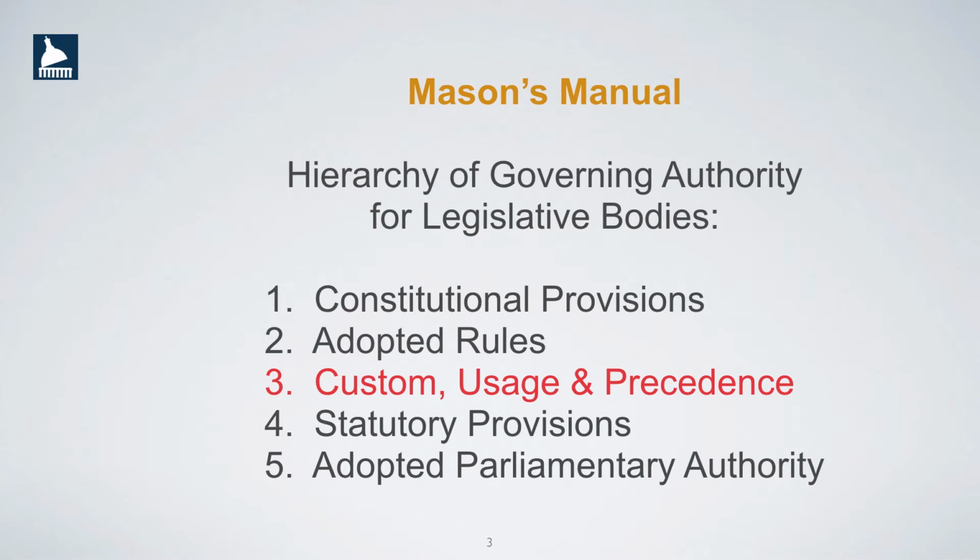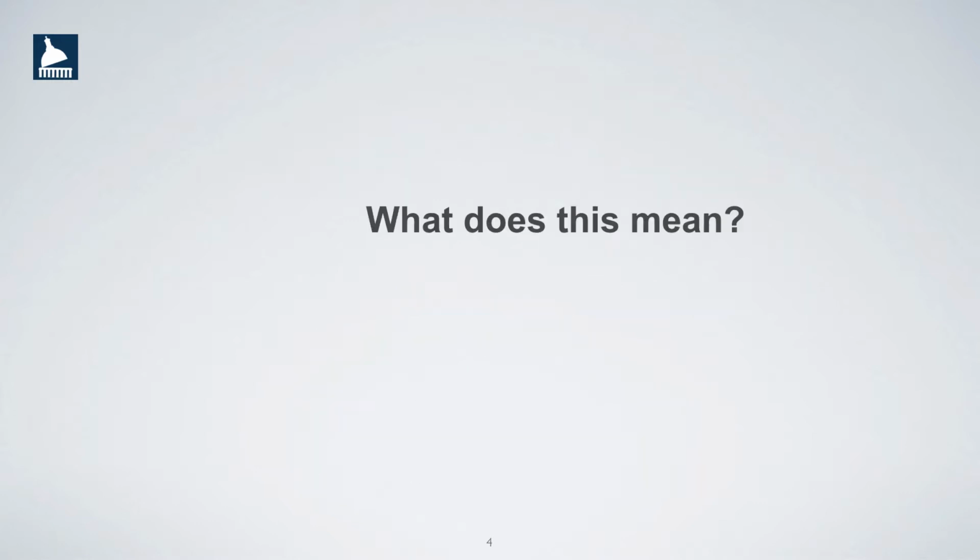Mason's manual outlines the hierarchy of governing authority for legislative bodies, starting with the highest authority, constitutional provisions, next, adopted rules, then custom, usage, and precedents, followed by statutory provisions, and last, adopted parliamentary authority.